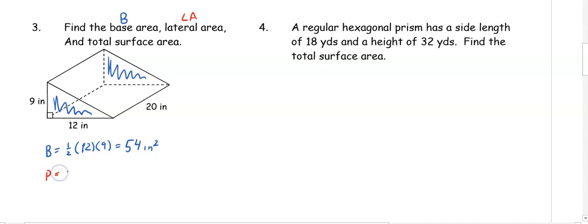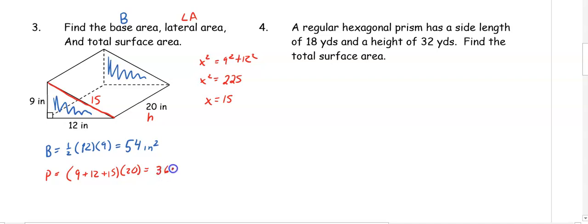it's perimeter times height. Well, we don't know the perimeter of the triangle yet because we're missing this side. So first we're going to do Pythagorean theorem to find the missing side. So x squared equals 9 squared plus 12 squared. We get x squared equals 225. So x is 15. So our perimeter then would be 9 plus 12 plus 15 times our height of 20. So when we multiply, that gets us 36 times 20, which is 720 inches squared.